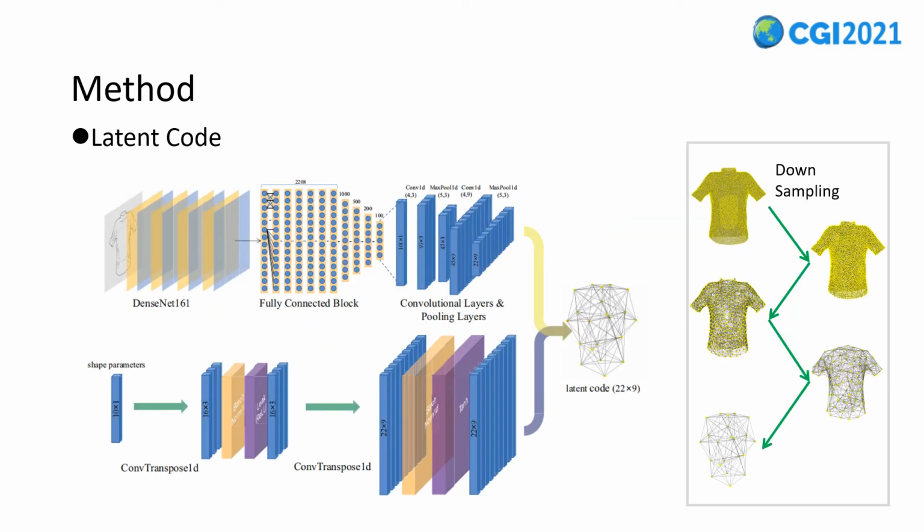Adding up the latent code obtained by the sketch encoder and the shape encoder, we obtain a new latent code with the size of 22. By multiple downsampling, we can obtain multiple connectivities with different topologies and numbers of vertices. And the size of the latent code is the result of the last layer of downsampling.